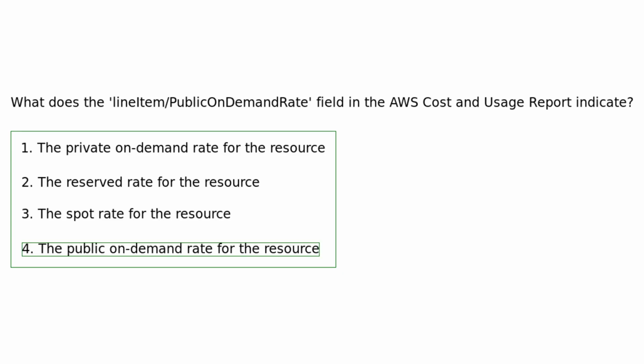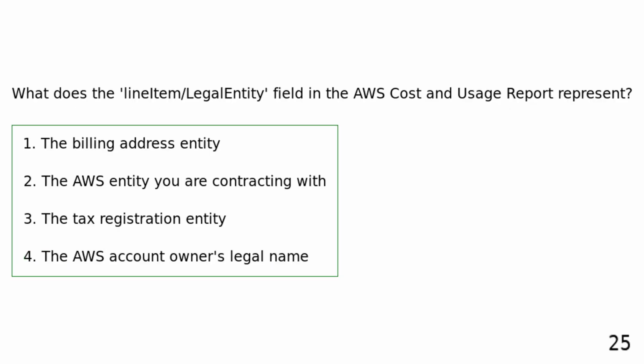The line item/public on-demand rate field shows the standard on-demand rate for a resource, regardless of any discounts or commitments you have. What does the line item/legal entity field in the AWS cost and usage report represent? The billing address entity. The AWS entity you are contracting with. The tax registration entity. The AWS account owner's legal name.